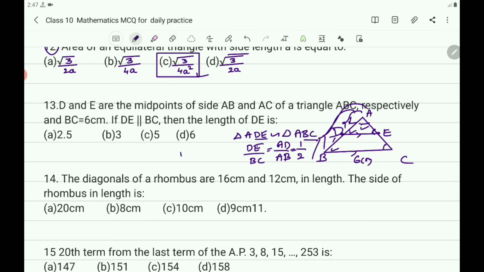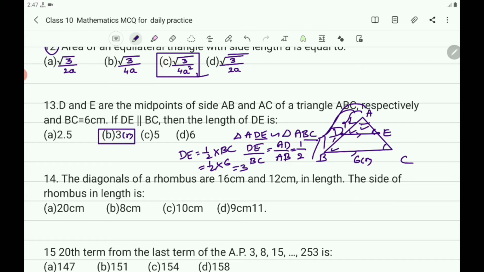Then DE is equal to what? 1/2 into BC, that is 1 by 2 into 6. So you will get 3. Then what is the length of DE? That is 3 centimeter. Option B is the answer.